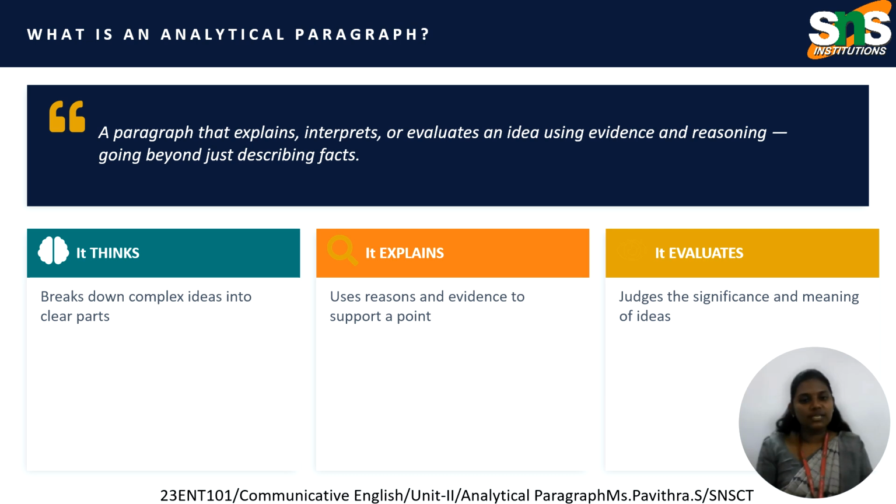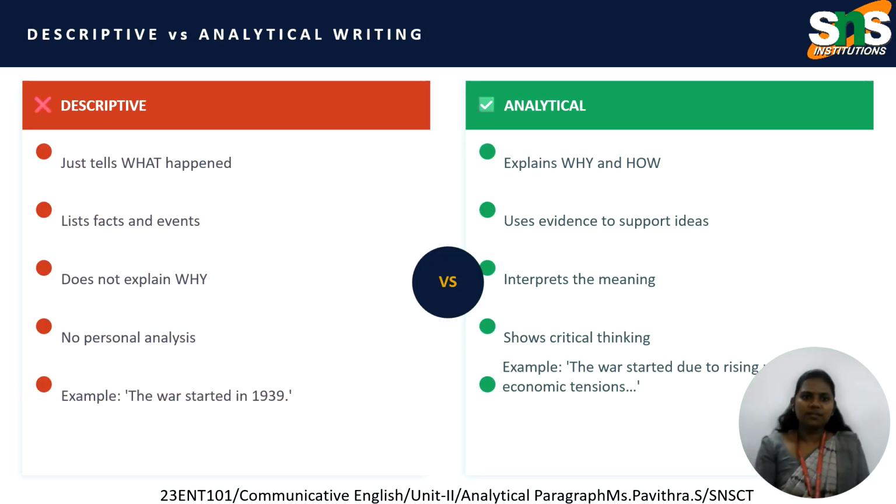So it's not enough to just tell your reader what happened. You need to tell them why it matters and what it means. This is the single biggest mistake students make. So let's fix it right now. Descriptive writing just tells you what happened. It lists facts and events, but it doesn't explain why, and there is no personal analysis.